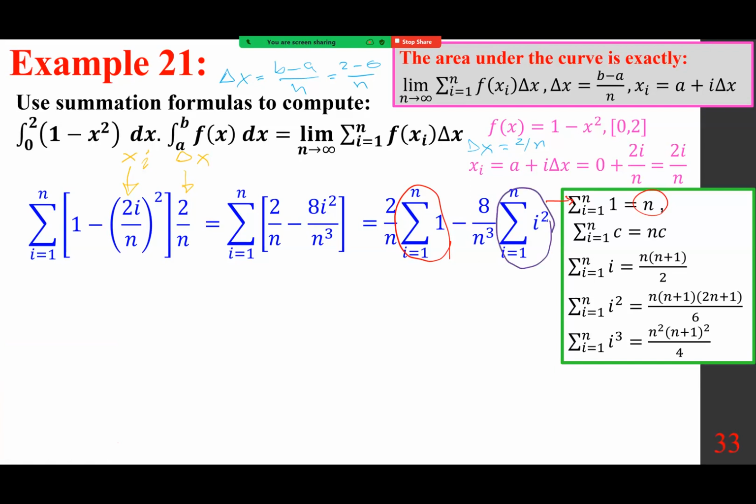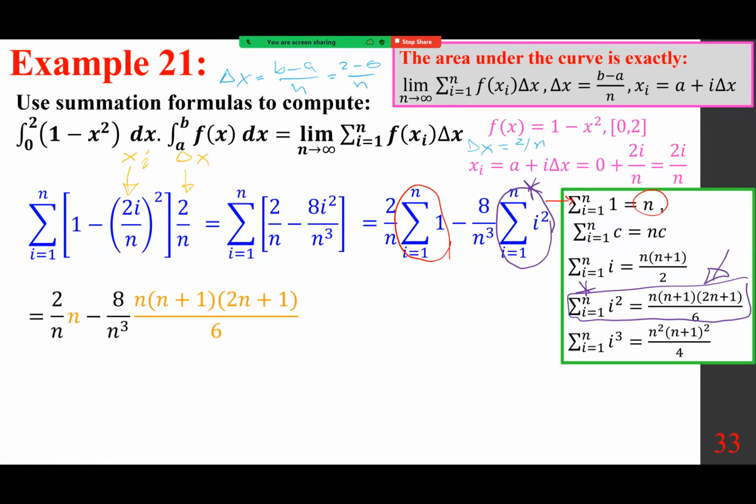This one, summation of i squared, I'm going to replace it with n times n plus 1 times 2n plus 1 over 6. So pay attention to how we do that. I hope everybody's clear on that. Now, it is clear this is true.